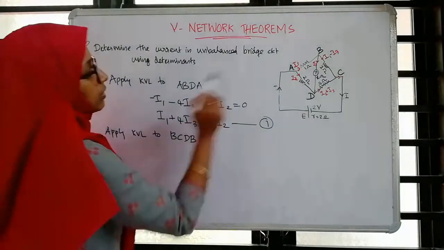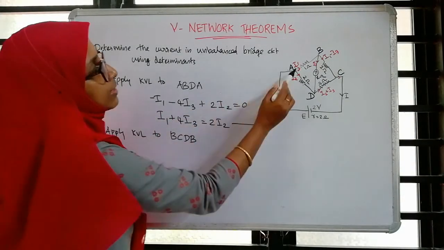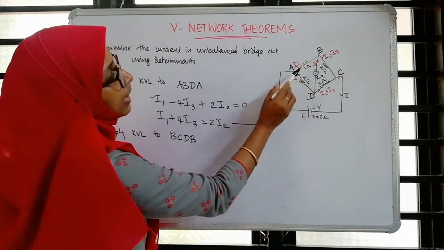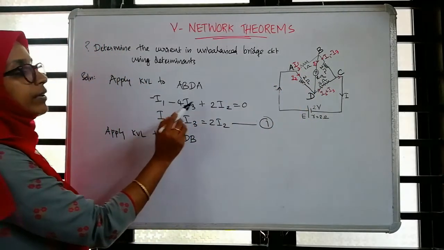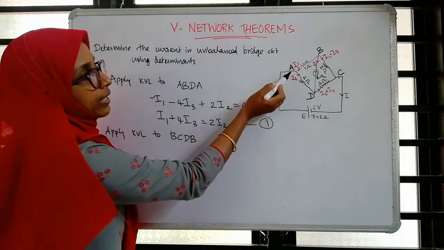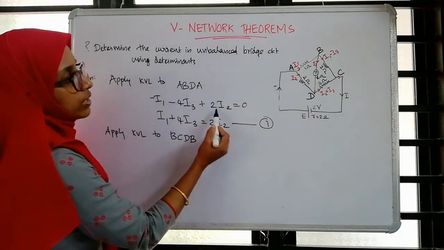Here remember minus I1 and minus 4 I3 are the IR representations, and the loop is considered in the same direction of current flow, so negative. In the opposite direction of current flow, that is DA, it is positive.